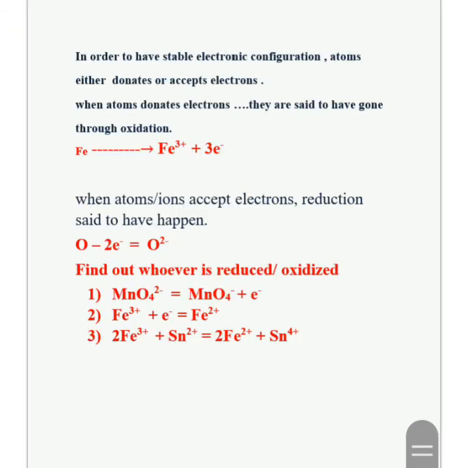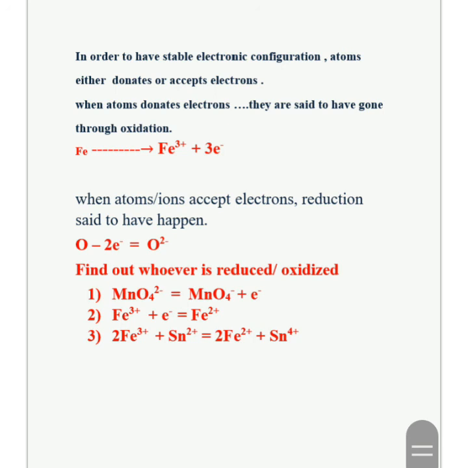Now we have the electronic method of understanding oxidation and reduction. In order to have a stable electronic configuration, atoms either donate or accept electrons. When an atom donates electrons, it is said to have gone through oxidation. Just look at the first example where iron donates 3 electrons to form ferric iron. So in this case, iron is said to have been oxidized.